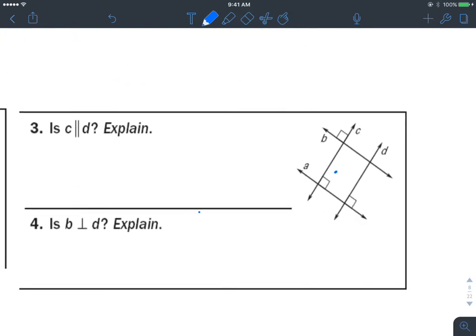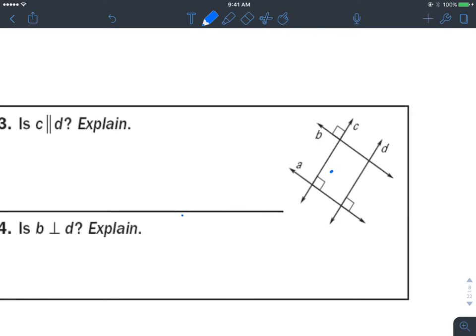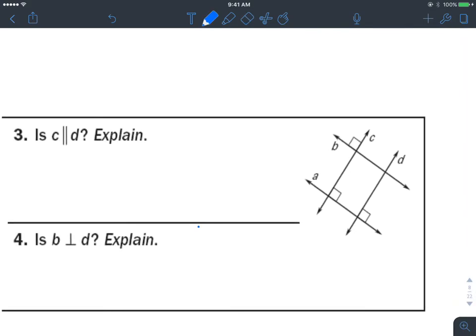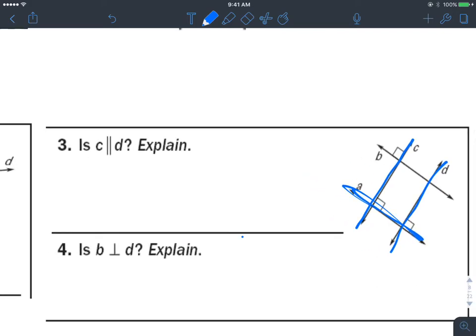Is C parallel to D based off of the picture? So we'll go based off of the picture once again. You could probably prove both of those eventually, but let's see here. You've got C right there, you've got D, and they are perpendicular to this common line here, A. So I would say yes, because they're perpendicular to line A.